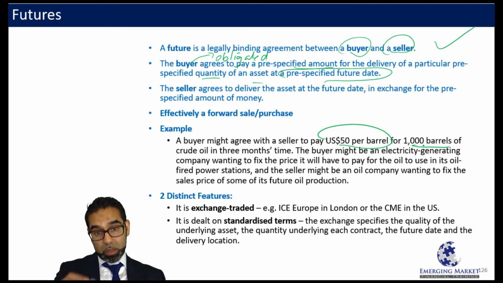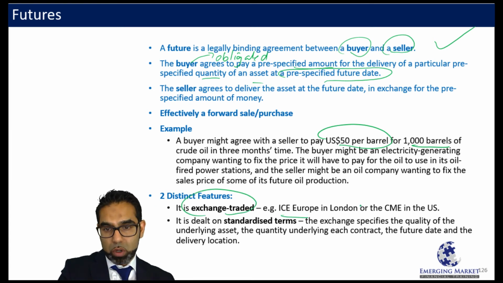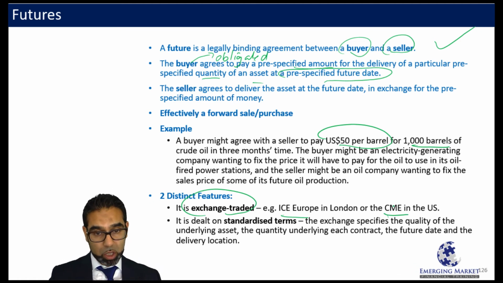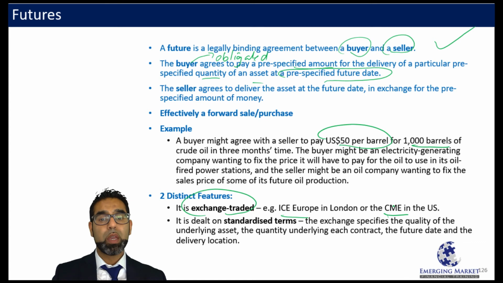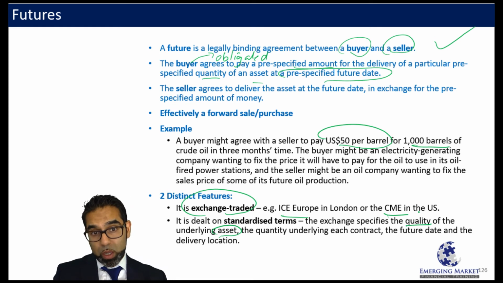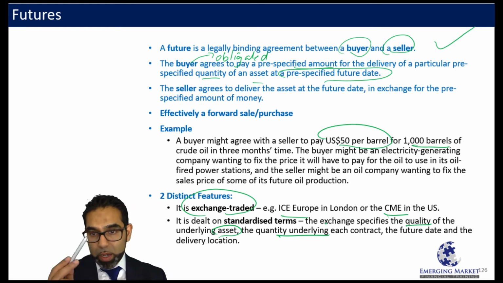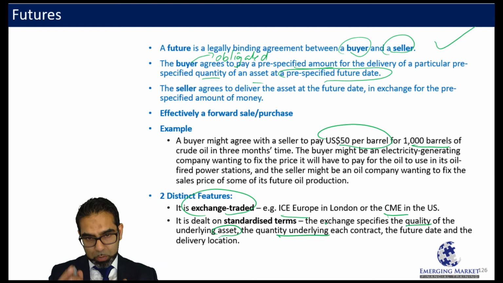And the futures, they are exchange traded. They may trade on ICE Europe in London, or the CME, Chicago Mercantile Exchange in the US, a big derivatives platform. And it's always standardized, okay? So there will be specific maturity dates, specific future dates, specific assets that are traded and quality of oil. Oil having a certain density and a certain level of what they call sweetness or sulfur content, okay? The quantity, one contract is 1,000 barrels of oil, that's pre-specified.